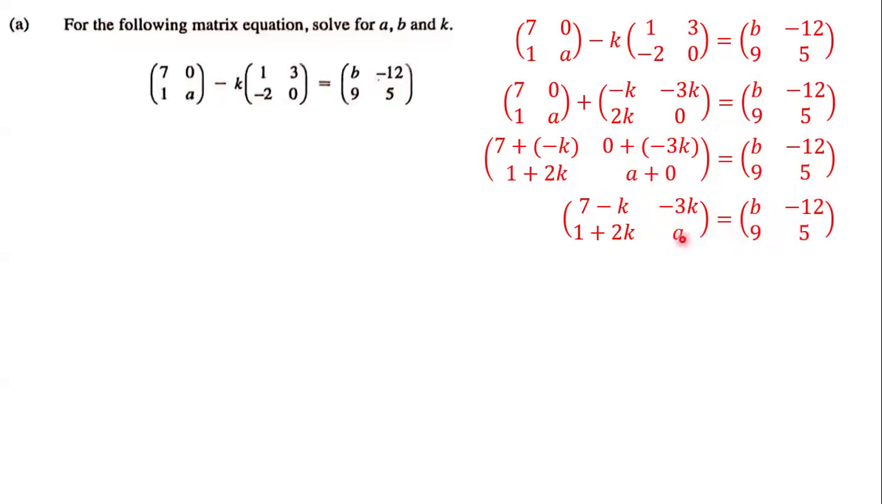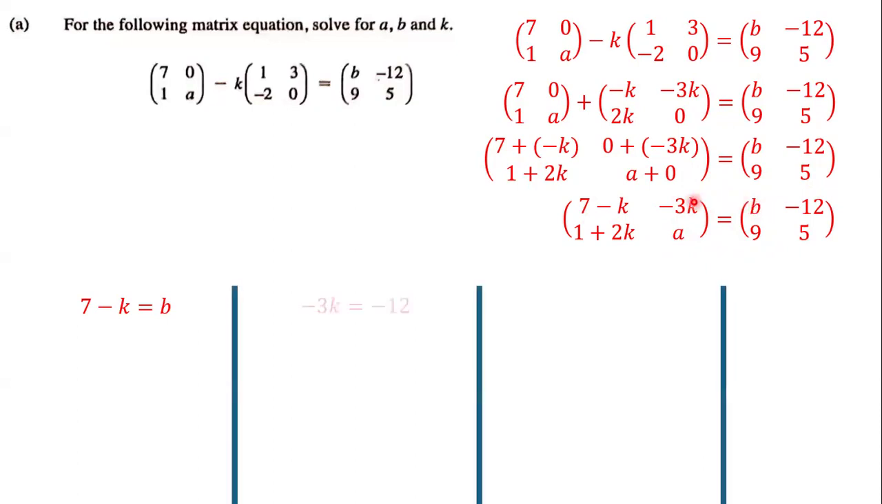Now, if these two matrices are equal, then that means that corresponding entries must be equal. And so that means that 7 minus K must be equal to B. That means that negative 3K must be equal to negative 12. That means that 1 plus 2K must be equal to 9. And that means that A must be equal to 5. Because if these two matrices are equal, then corresponding entries must be equal.